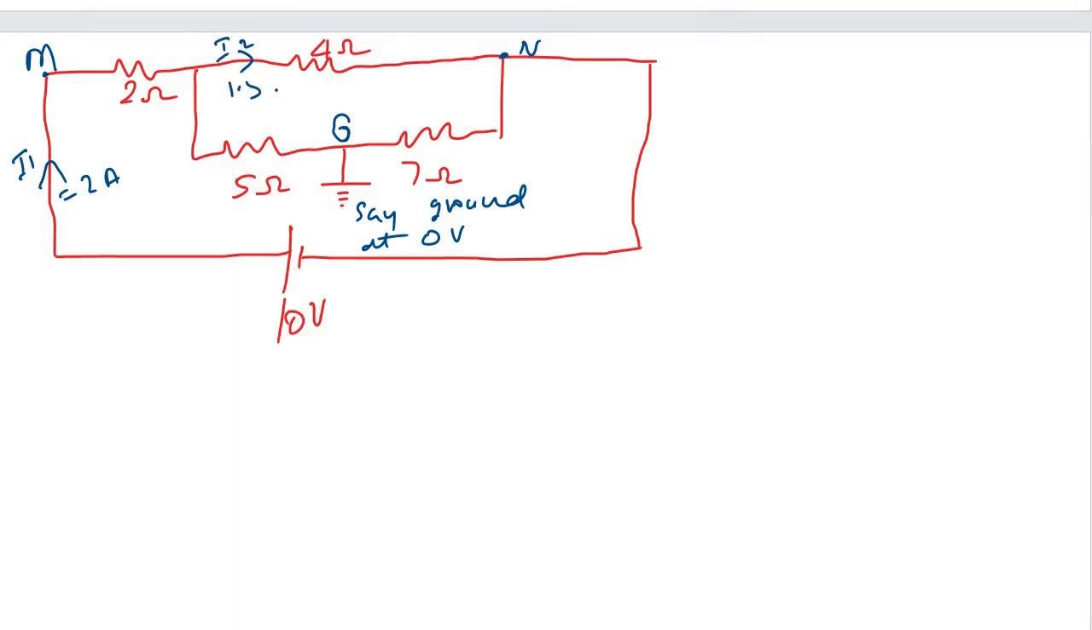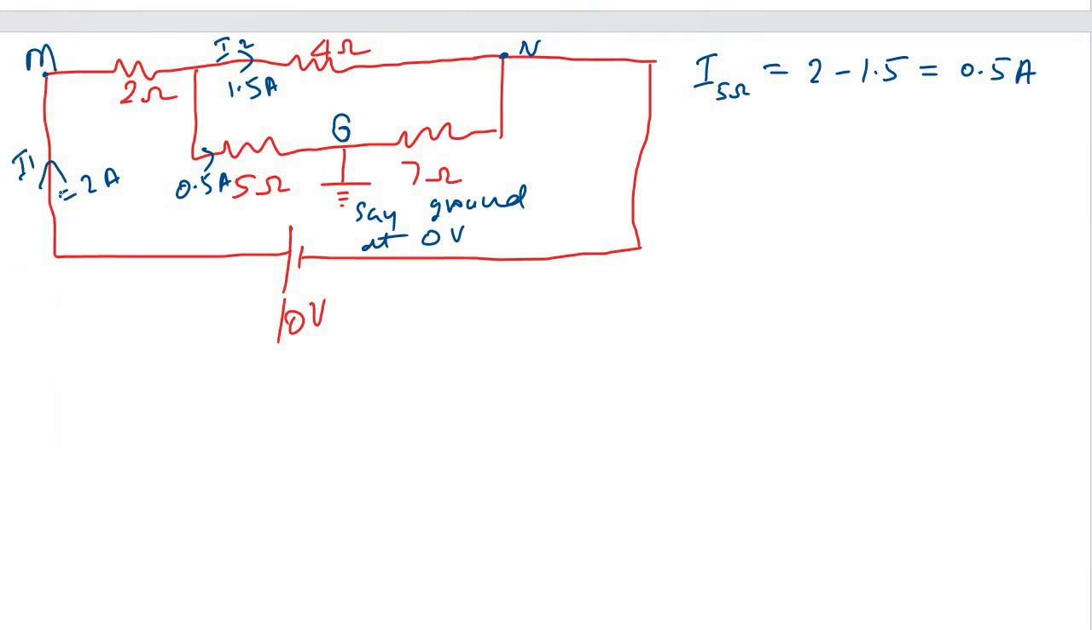So how much is I2? I2 is 1.5 amps. So how much current must flow through the 5 ohm? The current through 5 ohm is equal to 2 amps minus 1.5 amps, it is 0.5. So the current which is flowing through this 5 ohm is 0.5 amps. Let me change the color of my pencil.